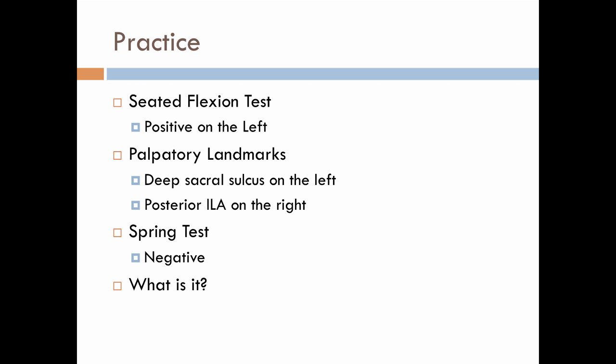So right there, because these landmarks are on opposite sides, we know we've got a torsion. The spring test is negative, so we know this is a forward or anterior dysfunction. And we know that because the positive seated flexion test is on the left, we've got a torsion, so we've got an oblique axis, and it's got to be a right axis. So now let's look at how that would break down.